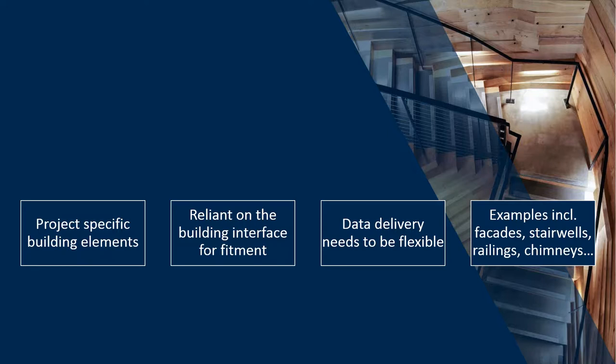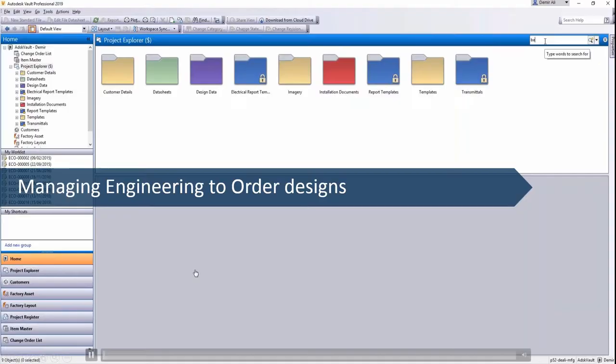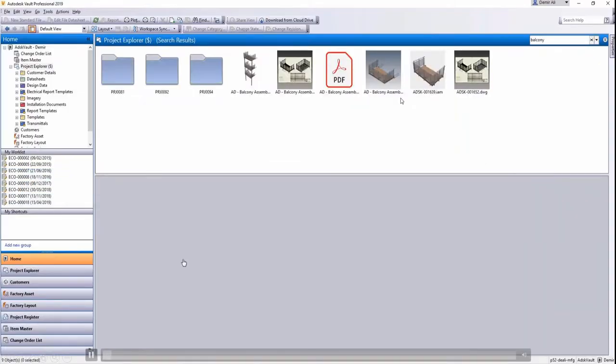Okay. And this also aids us in certain areas. So the data is deliverable. The delivery is flexible. So in this way, if something needs to change, something needs to be modified, it's easier to do it before it's actually built, right? But also here, the example of this is things like facades, stairways, railings, some chimneys, balconies. In the next example, we'll show you an example of that.